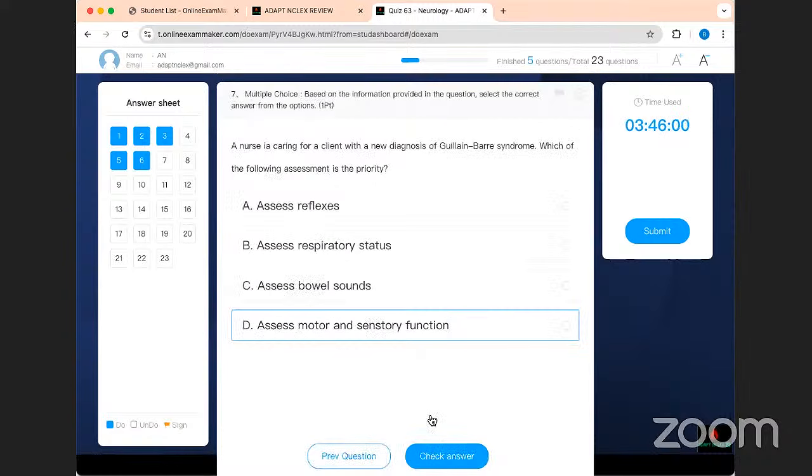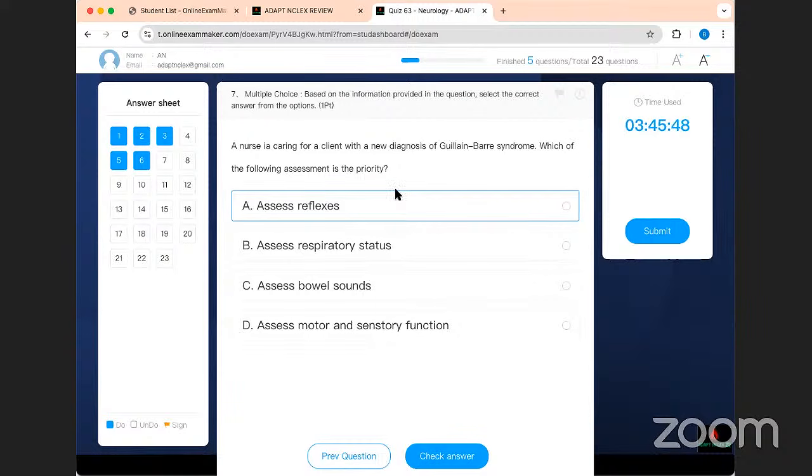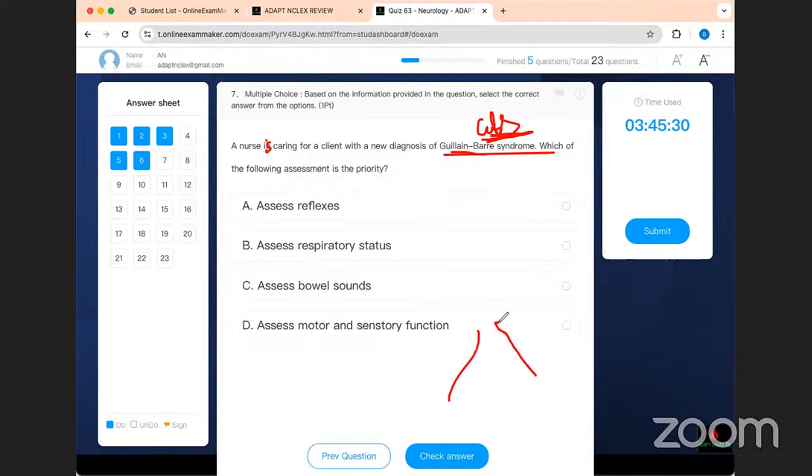And this is caring for a client with new onset of Guillain-Barré syndrome. Which of the following assessments is a priority? All I told you is the patient has GBS. So you have to bring your content and know what GBS is: ascending paralysis, from your leg to your knee, your abdomen, your neck, your chest, and your upper extremities. Which of those do you think is the most important thing to know about this patient if you have to follow up on this patient, right? They will die from respiratory problems.